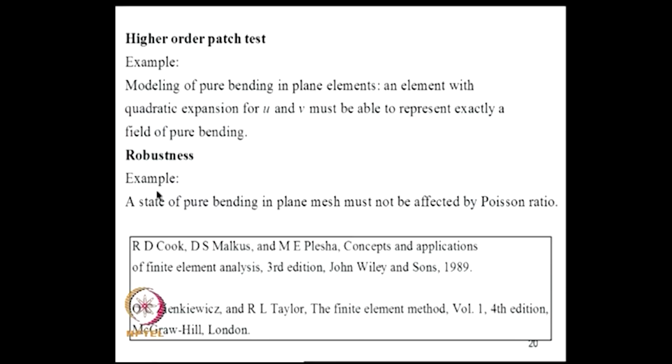Similarly, there are other issues like robustness. For example, a state of pure bending in plane mesh must not be affected by the Poisson ratio of the element. So, some of this can be used to verify whether the element has been formulated correctly or are we using the element as intended, etc. So, these issues are discussed at a tutorial level in these textbooks. There are many research papers on this. So, this is a subject of research. If you are interested, there are many research papers on this.